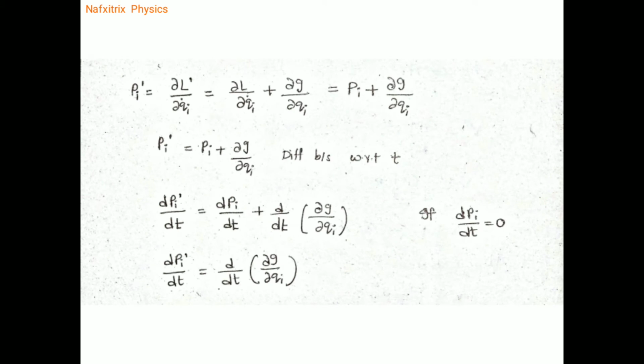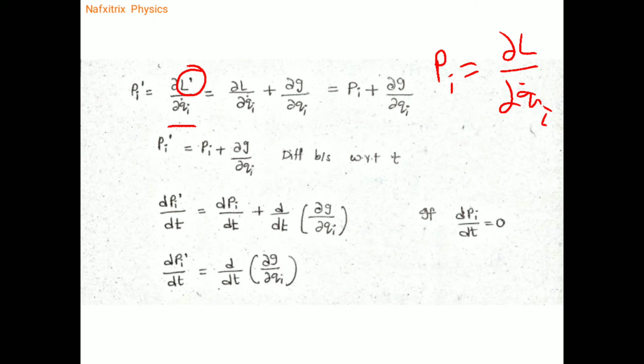So now p_i dash is the new momentum, which can be obtained from the new Lagrangian by differentiating it with respect to the generalized velocity, that is dou L dash by dou q_i dot. We know p_i is dou L by dou q_i dot. In a similar manner, p_i dash can be written as dou L dash by dou q_i dot. Here q is not changing.